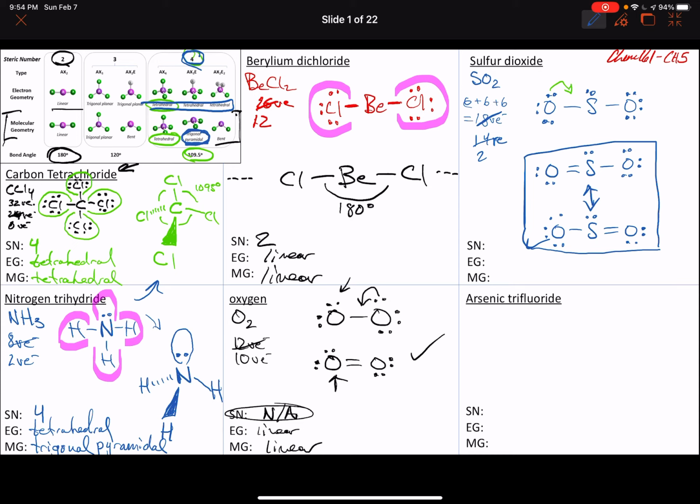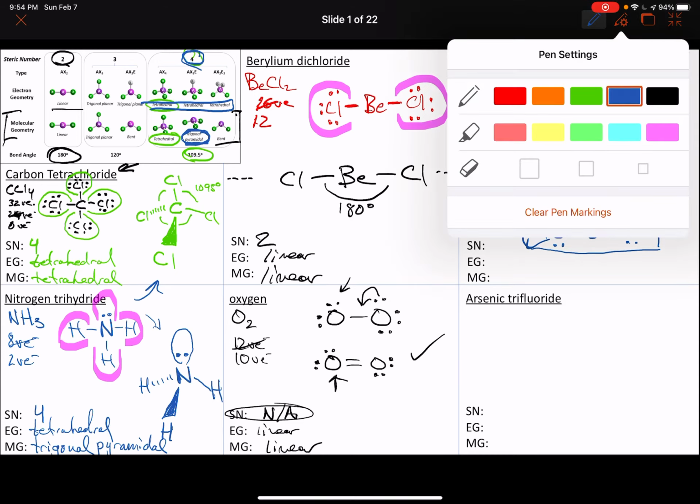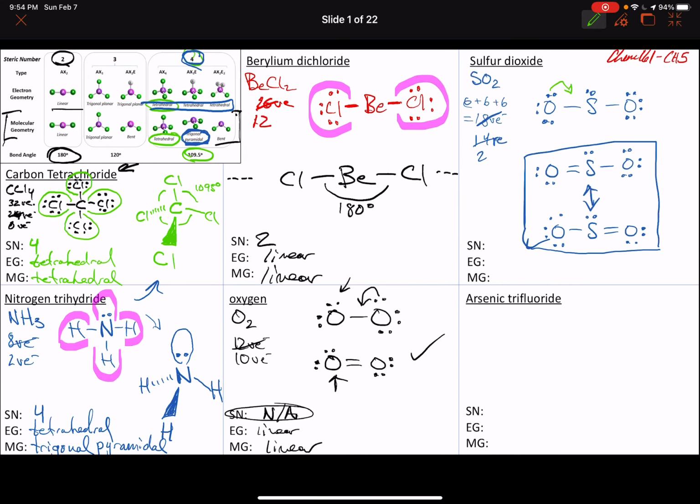We are dealing with 3 features, so we'll look at this now, trying to count electron groups at the central sulfur. Regardless of which structure I'm looking at, I see 1 electron group here, another electron group here, and 1 at the top. So we've got 1, 2, 3 electron groups on this sulfur. Same thing down below, 1, 2, 3. So this is a steric number of 3. We're in the middle category this time.